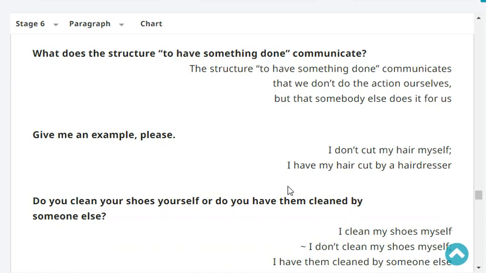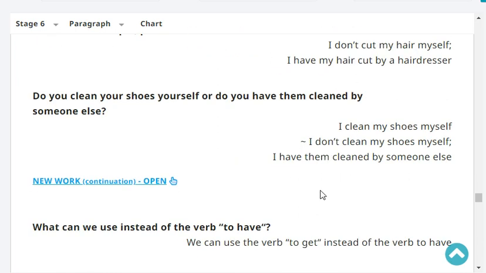Give me an example, please. I don't cut my hair myself. I have my hair cut by a hairdresser. Do you clean your shoes yourself or do you have them cleaned by someone else? I don't. I clean my shoes myself.